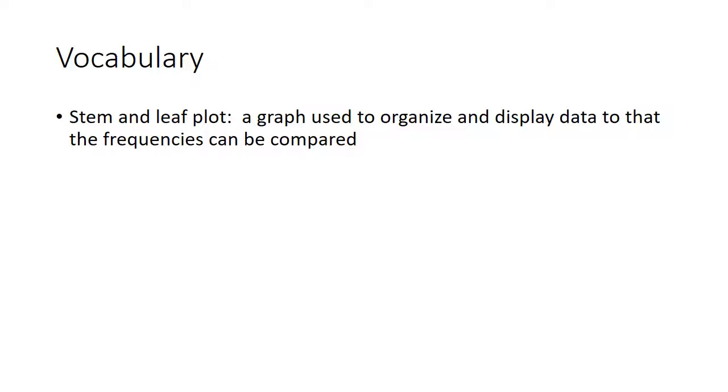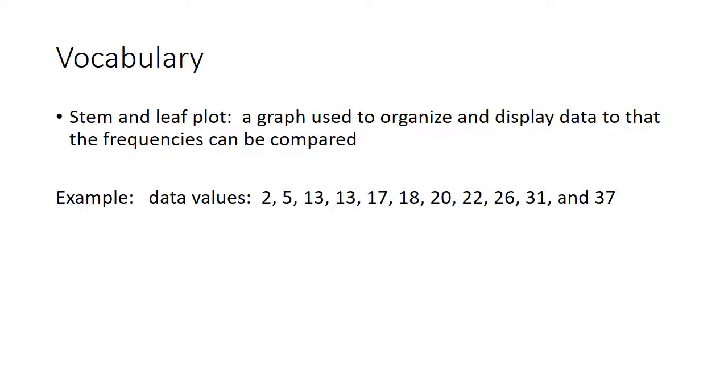A stem and leaf plot is a graph where you're really just looking at frequencies, how often a number is used in the data, comparing those. It's just another way of looking at your data rather than a list of numbers. It's a way of organizing it.